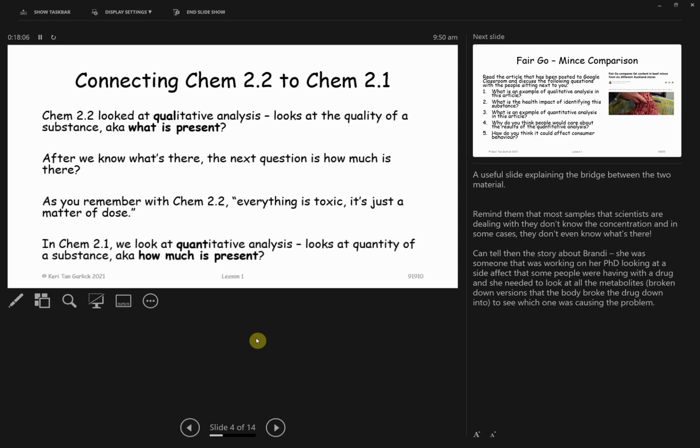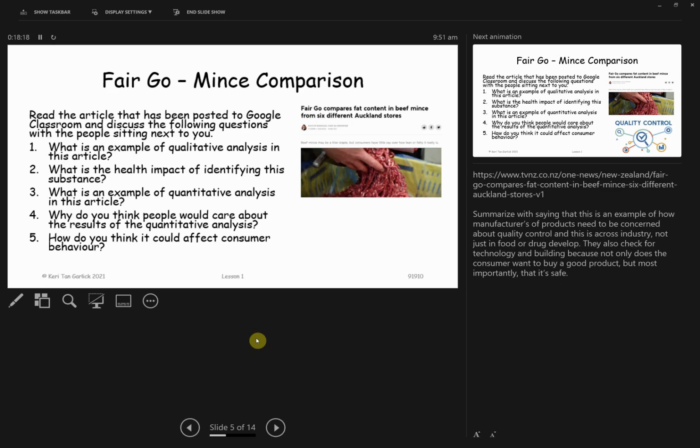Anyway, quantitative analysis, like I said, is about quantity, asking the question, how much is there? Once I know what's there, I want to know how much there is. So for you guys to start thinking about the importance of quantitative analysis, and also comparing and contrasting qualitative and quantitative analysis, I put a link on Google Classroom from a Fairgo article looking at beef mince in stores and the quality of that beef mince. You can work together in groups or individually, but I want you to have a read of the article, and think about these questions.